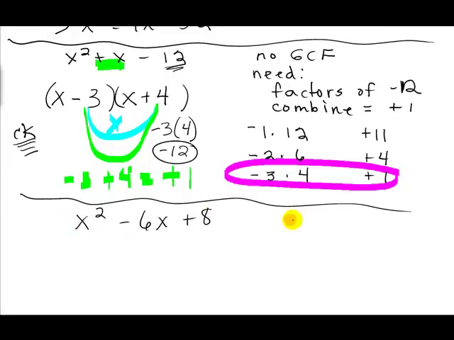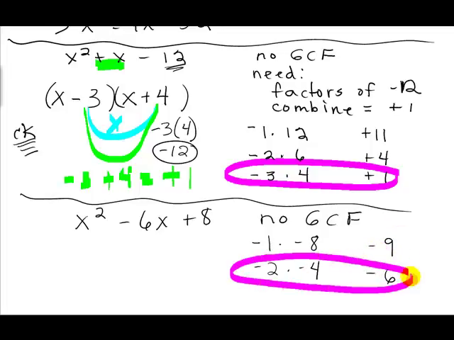No GCF again. Notice here, the 8 is positive, but the middle is negative. So to get a positive at the end and have a middle negative, we are going to multiply two negatives. So -1 times -8. -2 times -4. When I combine these, I get -9 and -6, and there's the winner.